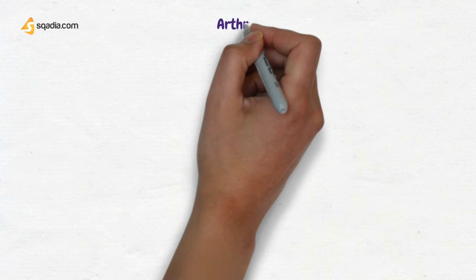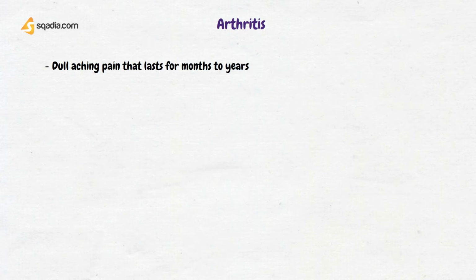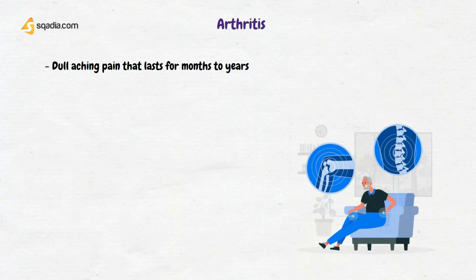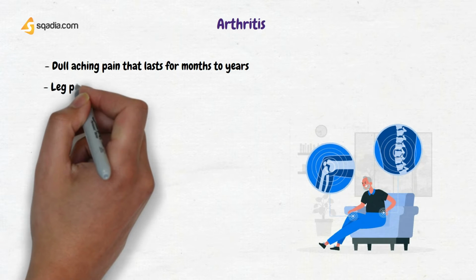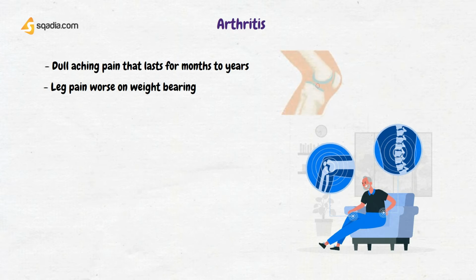First, let's talk about arthritis of the knee. In arthritis, pain is dull and aching in character and lasts for months to even years. It commonly affects the vertebral column and knee joints. Pain in the legs gets worse with weight bearing. In arthritis, the inflammation of the knee joint results in loss of joint space over time, as seen here.